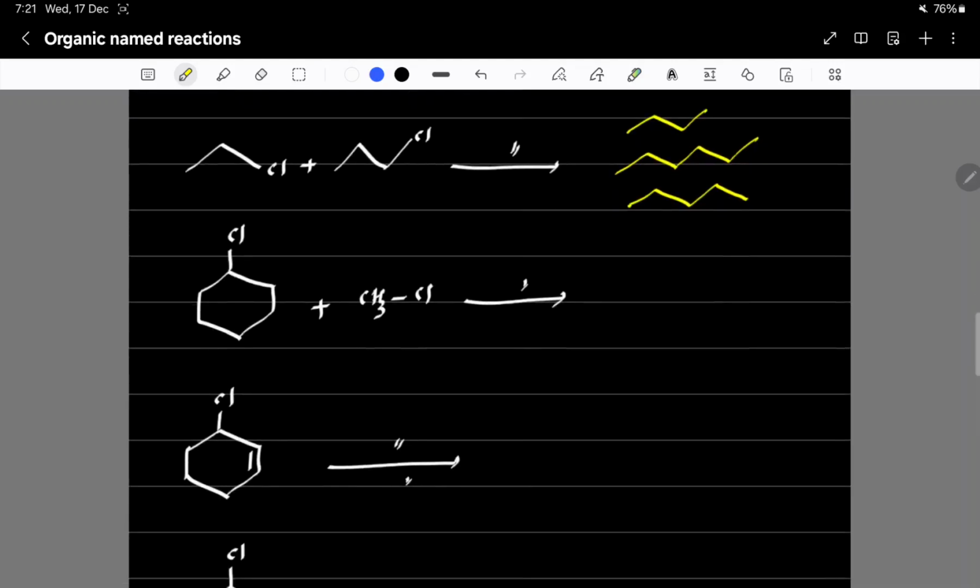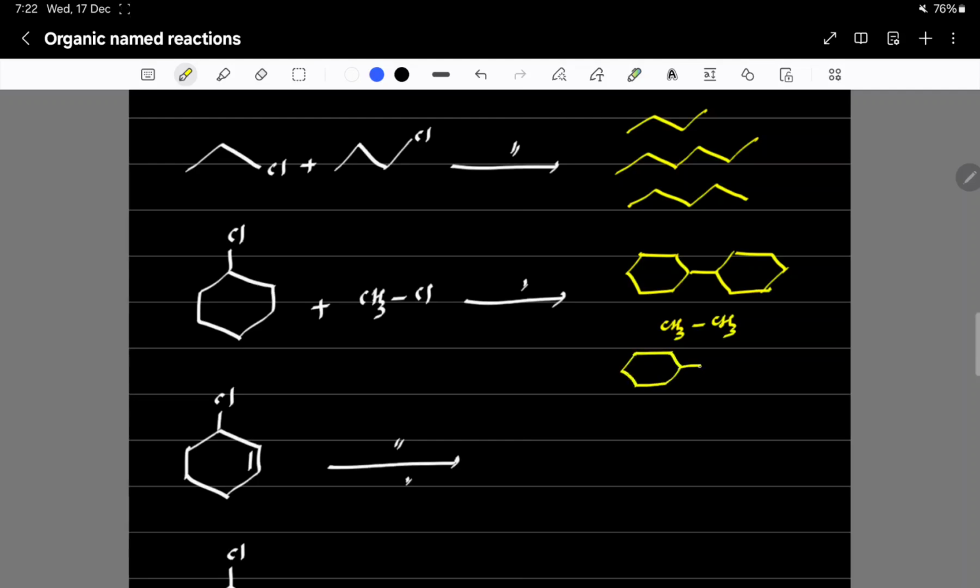Now similarly, look, we have cyclohexyl chloride and methyl chloride. It undergoes a reaction using sodium in the presence of dry ether. Two different alkyl halides are there, so I will write the possible products. Two cyclohexyl radicals undergoing coupling, we will get dicyclohexane. Two methyl radicals undergoing coupling, we will get ethane. And a methyl radical and a cyclohexyl radical undergoing combination.